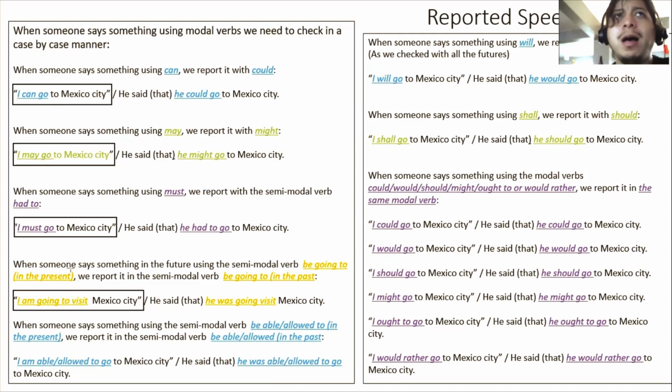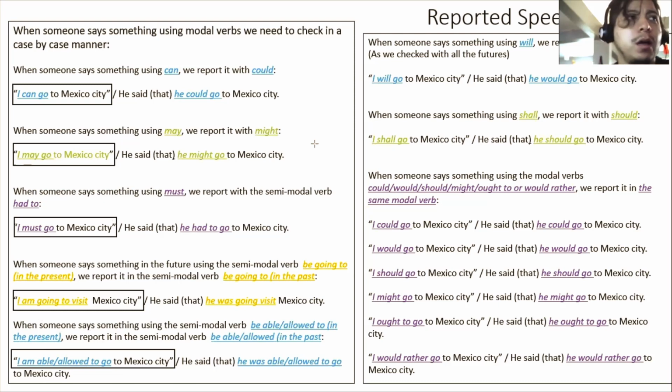Do you remember? I am going to watch a movie. It's the same as I will watch a movie. This is a semi-modal verb in the future. I am able to or I am allowed to go to Mexico City. The complete sentence is this. This is a semi-modal verb for capacity or permission. Yeah, it is very similar to can. We were checking this before.